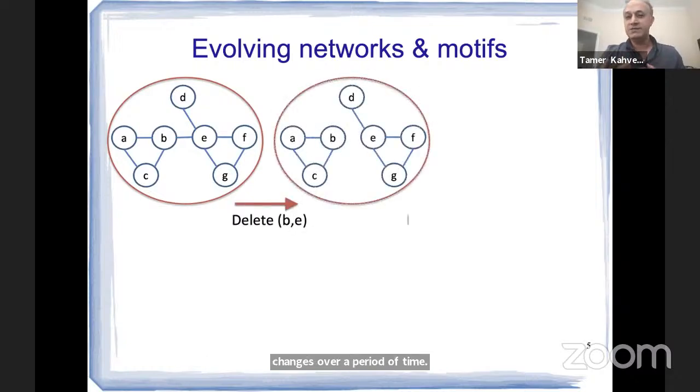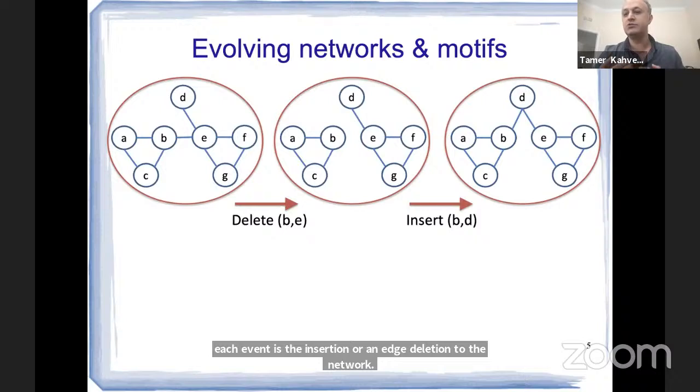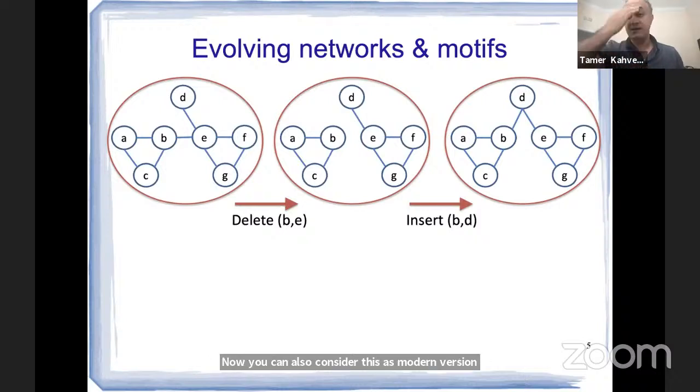We mathematically represent this evolution of networks over a period of time as a sequence of events where each event is an edge insertion or an edge deletion to the network. Now, we can also consider this as node insertion, node deletion as well, but it's essentially the same thing when you take all the nodes in all the instances that you observe together, take their union, and whenever that node is not observed in a certain state, it just becomes an isolated node with no edges. So I'm going to represent it as a sequence of edge insertions and deletions.